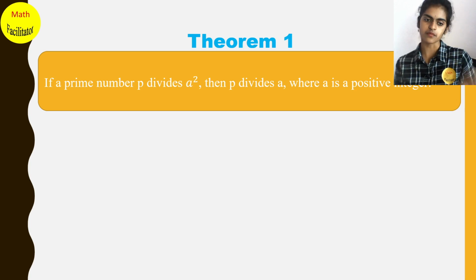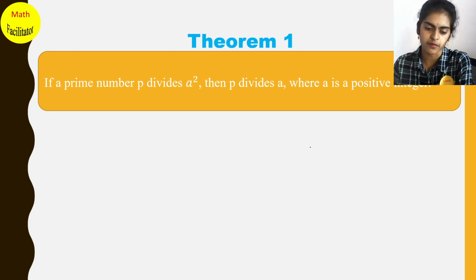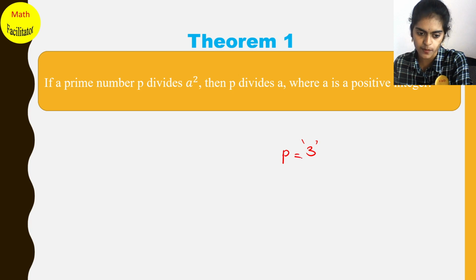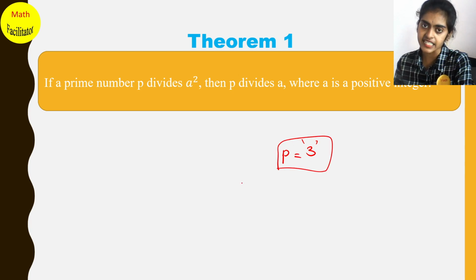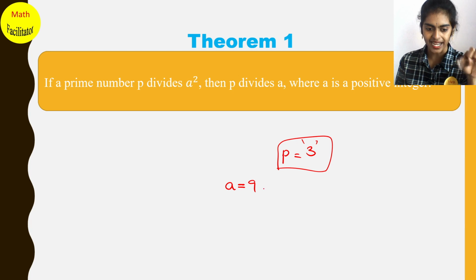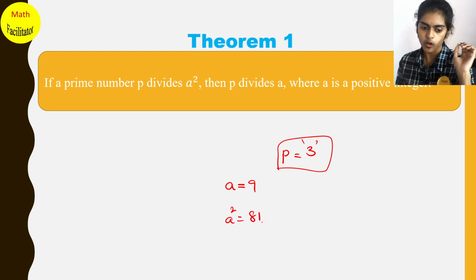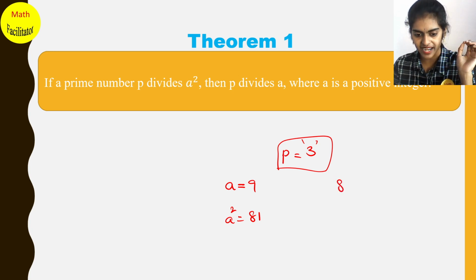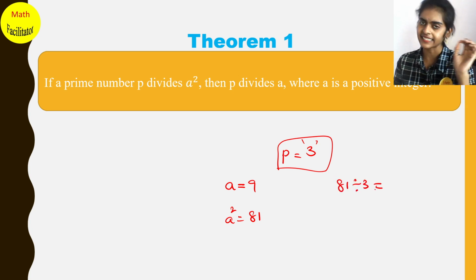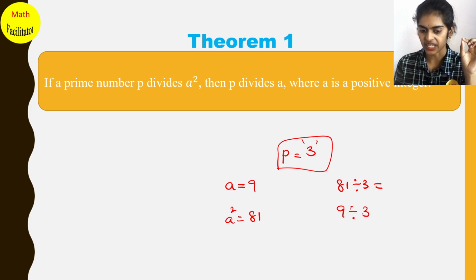Let's move on to the next important theorem of this chapter. If a prime number P divides A square, then P divides A. Suppose I take the prime number 3, and A as 9. If 3 divides A square, what is A square? If A is 9, A square is 81. 3 divides 81, we all know it, right? Then this 3 also divides 9.